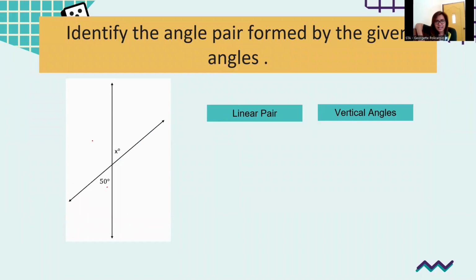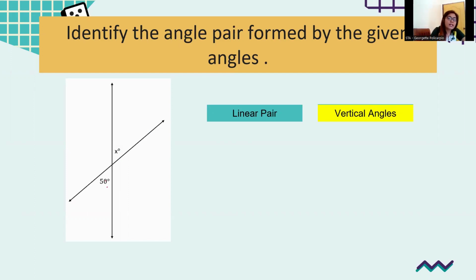Reveal natin in 3, 2, 1. So, vertical angles po yan. Palatandaan niyo sa vertical angles, mukha siyang ribbon. Okay? Paano ko ba siya ipapakita? Mukha siyang vortex ba to? Ayun. Basta yun, mukha siyang ribbon talaga, diba?